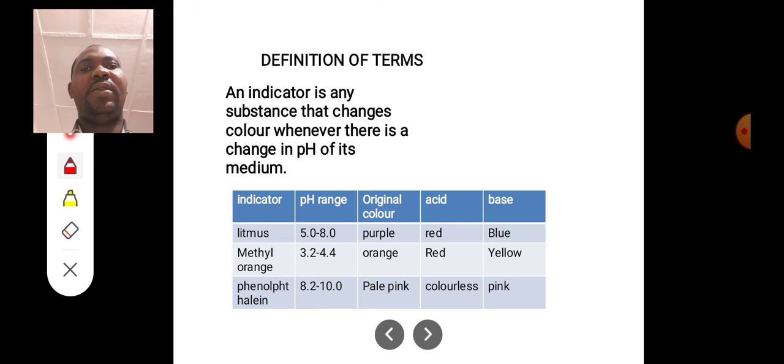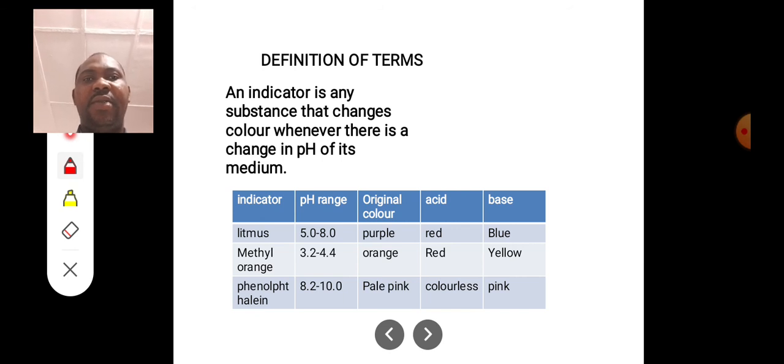So we go to another, which is indicator. What is an indicator? An indicator is any substance that changes color whenever there is a change in pH of its medium. So any substance that changes color in acid or base medium, that substance is called an indicator. If you look at this table, there are many indicators, but commonly used are these three that I've written here in the table: litmus, methyl orange, and phenolphthalein.